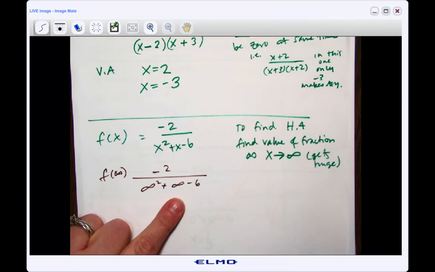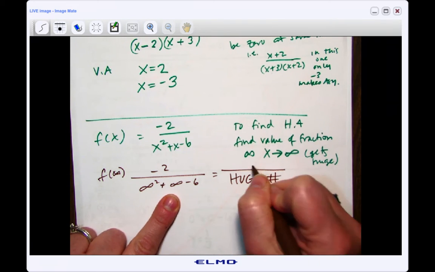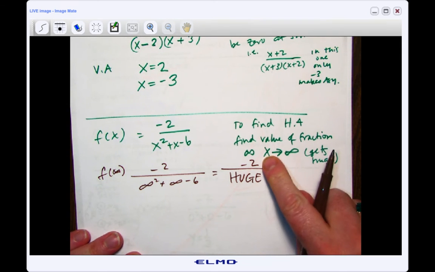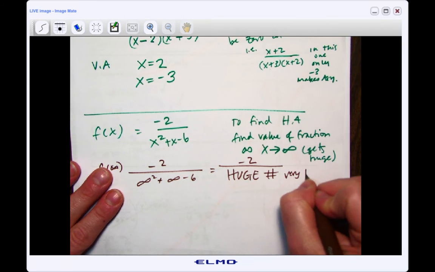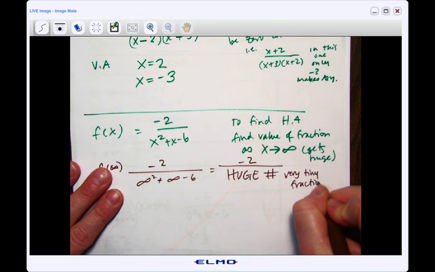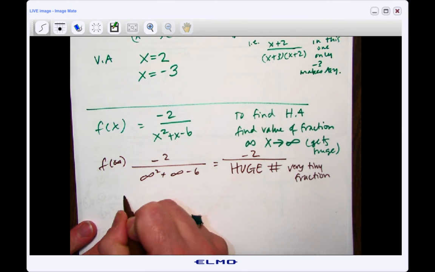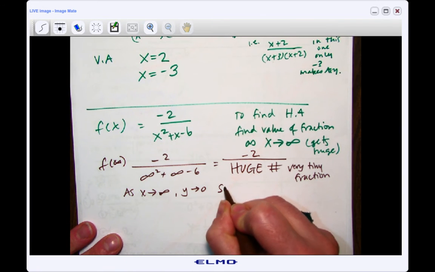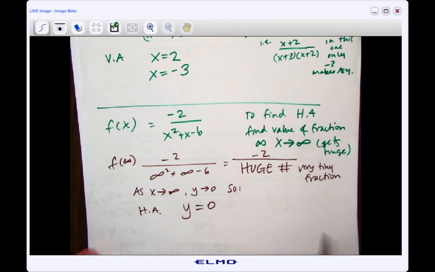Well, hopefully everybody can see this would be a huge number on the bottom, right? So what happens when you have a huge number on the bottom of the fraction and a smaller number on top? It means that you have a very tiny fraction. And what is a very tiny fraction close to? Well, that's close to 0. So as x approaches infinity, y is going to approach 0. So that means our horizontal asymptote is the line y equals 0.